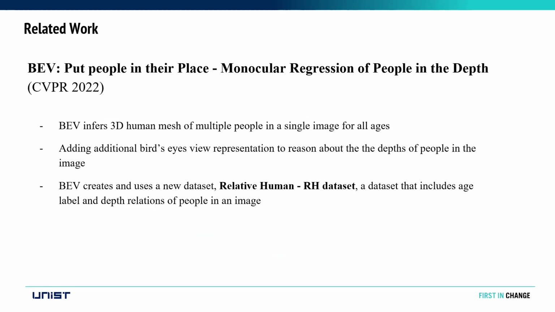Moving on, I have BEV, which is monocular regression of multiple people in depth. This paper was published in CVPR 2022. It is designed to infer the 3D meshes of multiple humans in a single image from all ages, from an infant to adults. It does so by introducing an additional bird's-eye-view representation to reason about the depth of humans in an image. BEV is trained and evaluated on a newly created dataset, the Relative Human dataset, which includes the age level and the depth relation of the people in a single image.